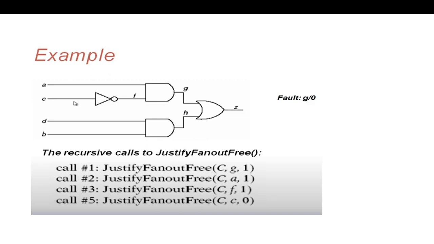Now for justifying the circuit, let's take one example where G node is stuck at 0. So the fault free value is 1, faulty is 0. To get a 1 here, we need to first justify this G to be 1. To get G as 1, we want a 1 here and 1 here. So we want to justify A and F. To get F as 1, we have to justify a 0 here. So these are the calls made for justifying this 1 here to excite the fault.